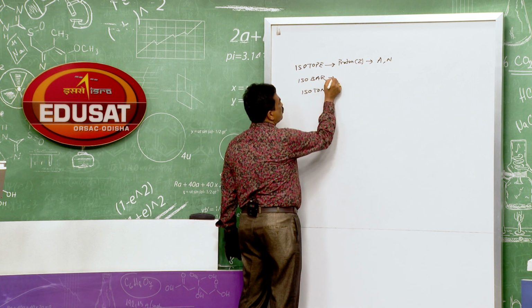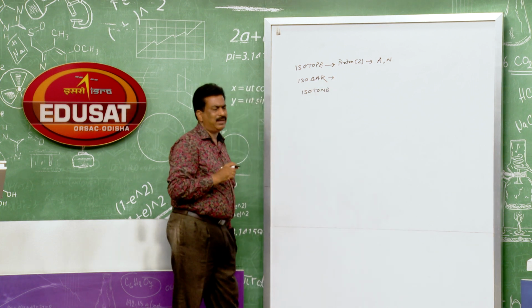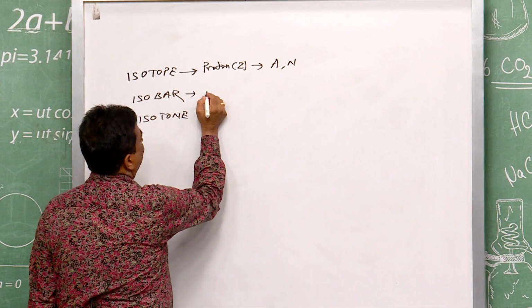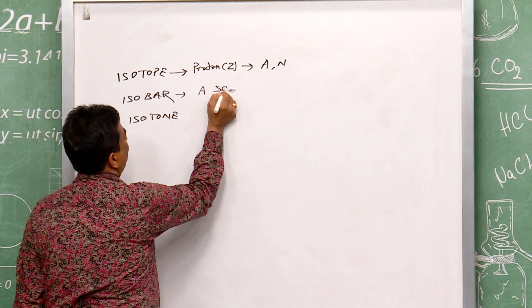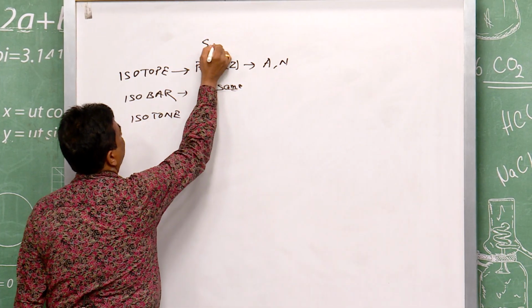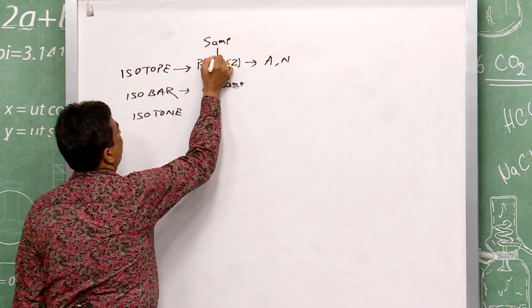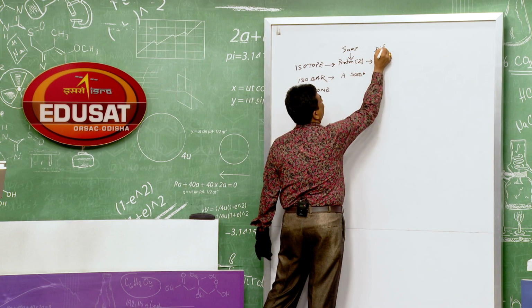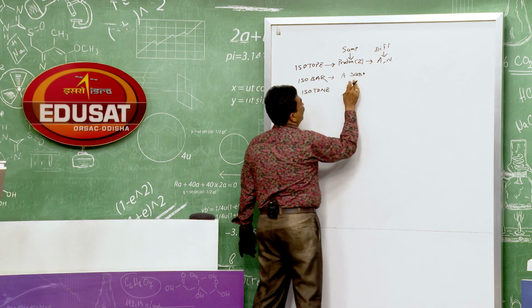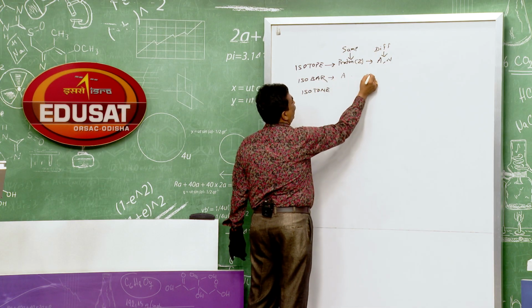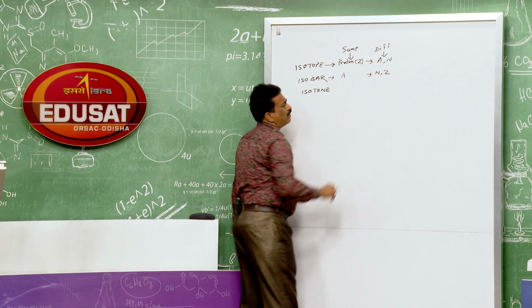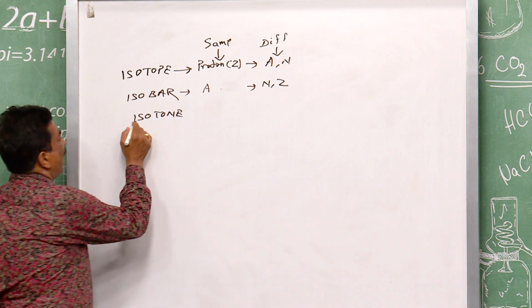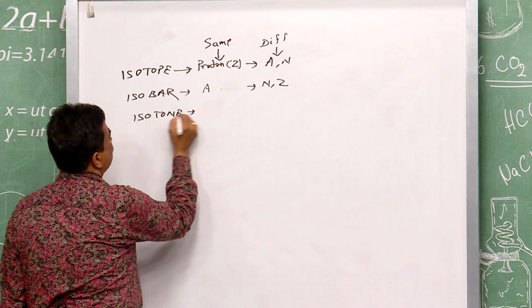For isobars, remember that the mass number A is constant, or the same, and the others are different. So for this one A is the same, and the remaining N and Z are different. And for isotones, what will happen?